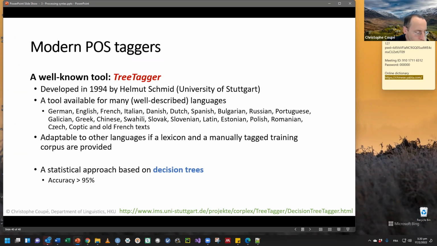And actually, if you have data for other languages and you have a manually tagged corpus, you can train TreeTagger, and then it would work on new sentences of your language. It's a statistical approach, and it was based on decision trees, which is one way to do machine learning. Accuracy above 95%. Not bad at all, right? So that was TreeTagger. This is quite well known.